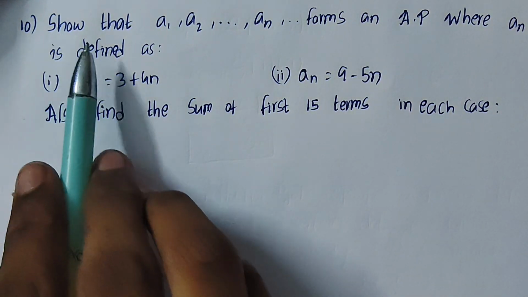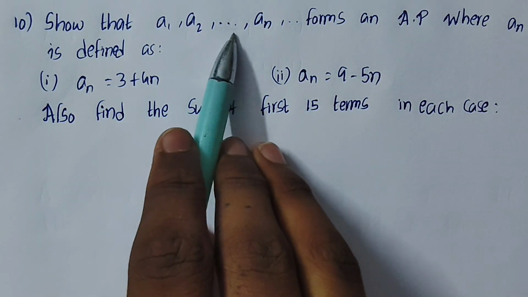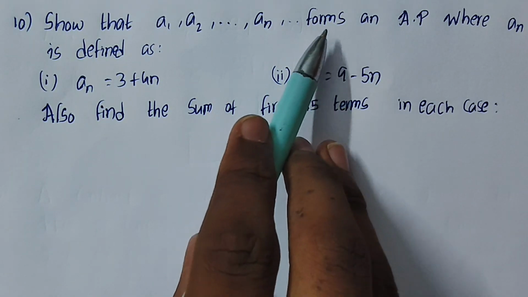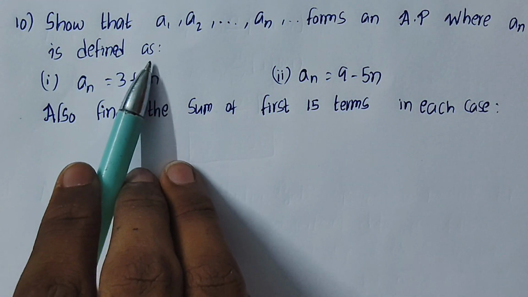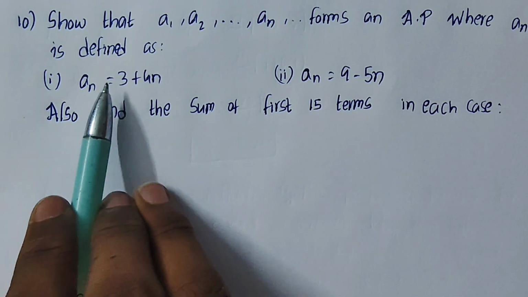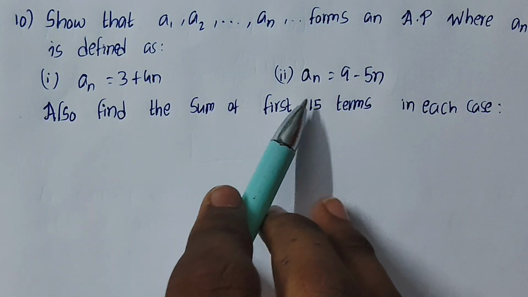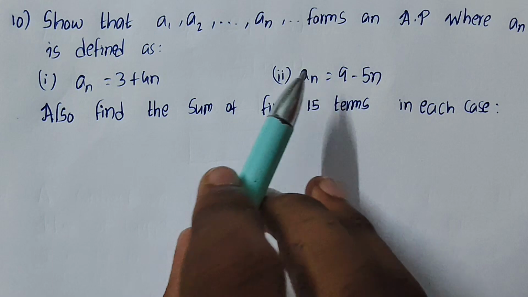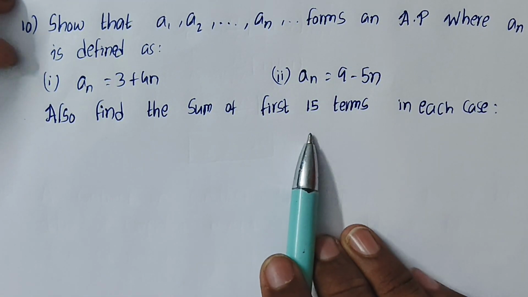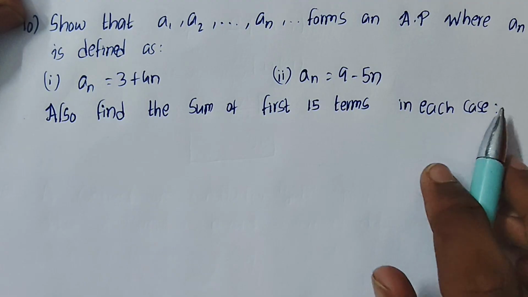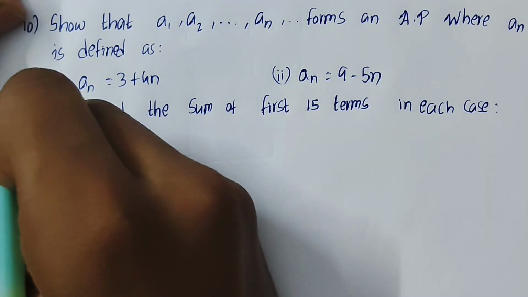So, here the 10th question is: show that a1, a2, and so on, an, and so on form an AP, where an is defined as an = 3 + 4n, and an = 9 - 5n. They ask you to find the sum of 15 terms in each case. So let us solve it.